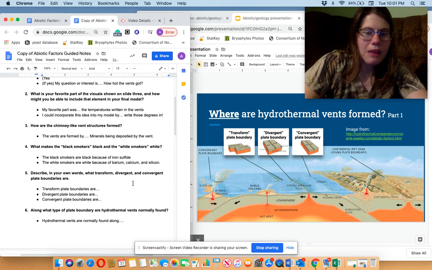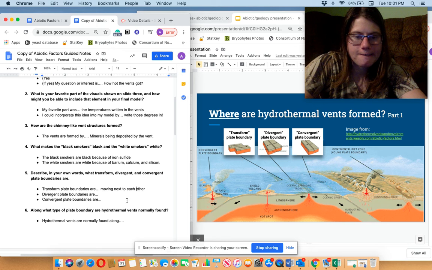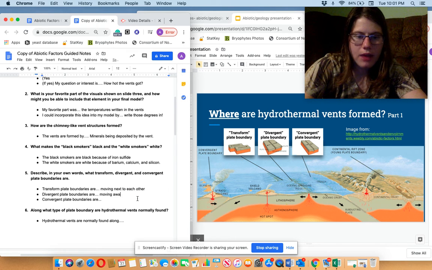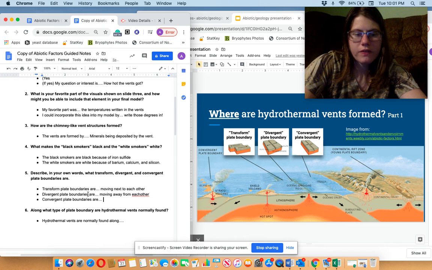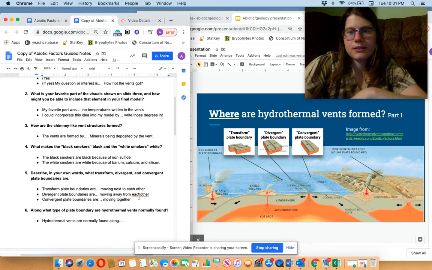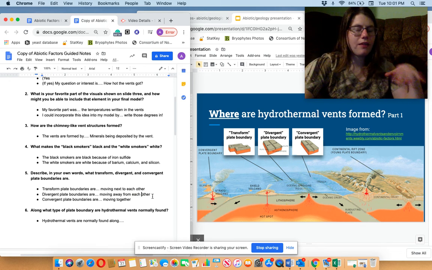So transform plate boundaries are moving next to each other. Divergent plate boundaries are moving away from each other. And convergent plate boundaries are moving together, so moving towards each other. Yeah, open-ended questions that have really similar answers.